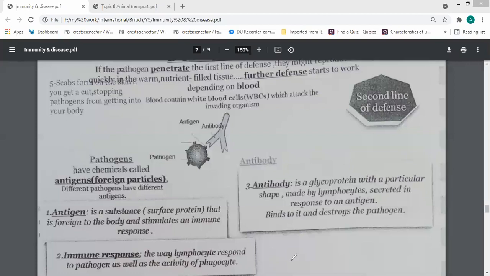Antibodies are composed of protein. This protein is synthesized for each pathogen according to the structure of its antigen. So each antibody is formed to attack a specific antigen of the pathogen.